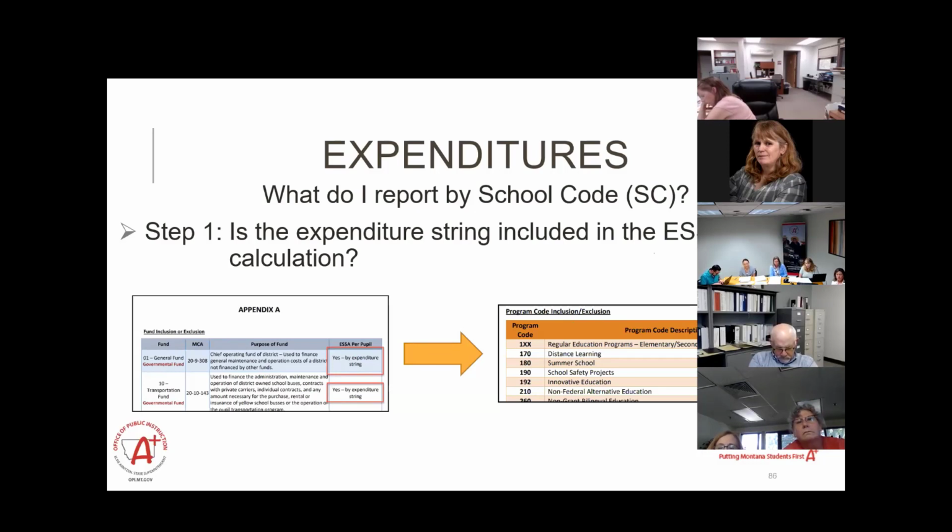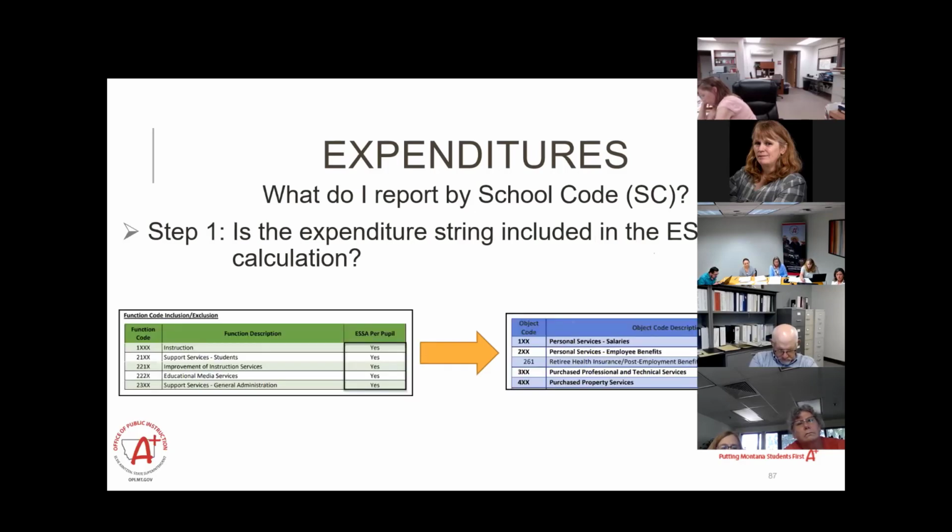So you're going to look at first the fund. Is the fund included? If that's yes, then you move to the program. Is the program included? And if that's yes, you look next at the function code. Is the function code included? If that's yes, then you look at the object code. If any of those are no along the way, it's not going to be included in the per pupil calculation, and it will not be necessary to include the school code.